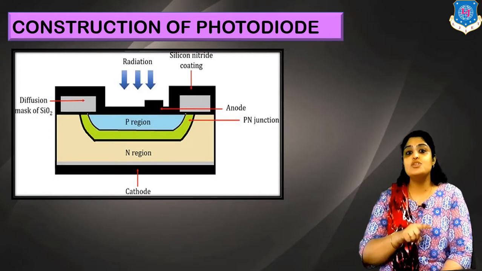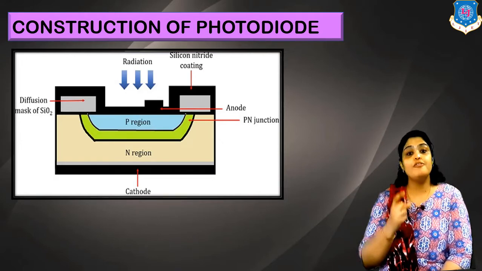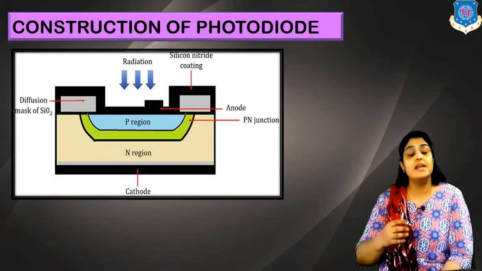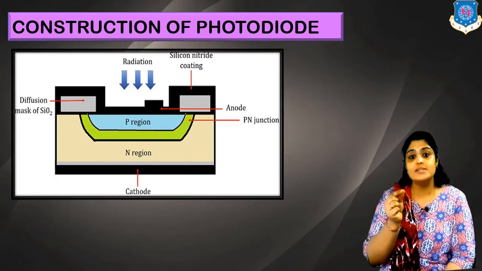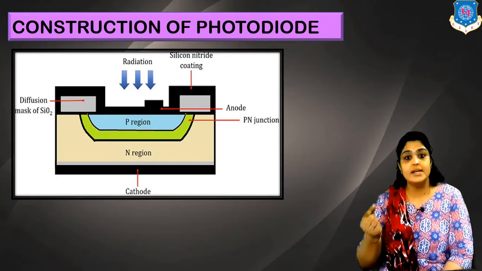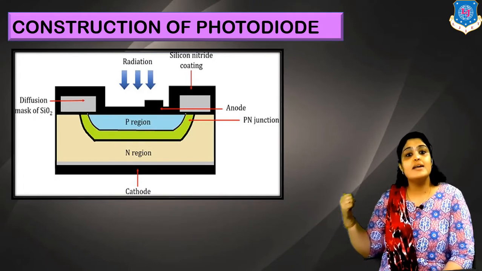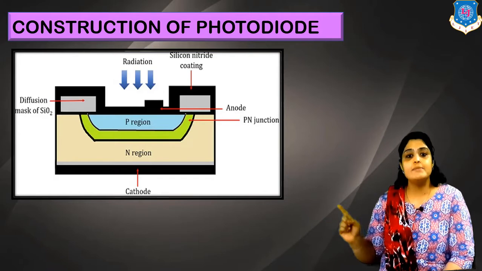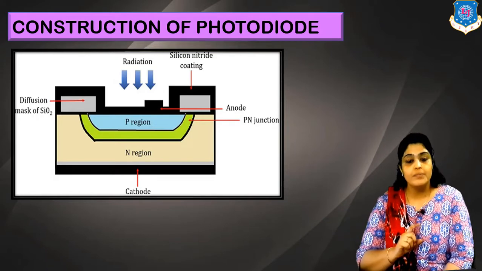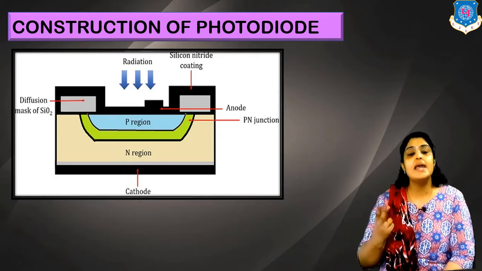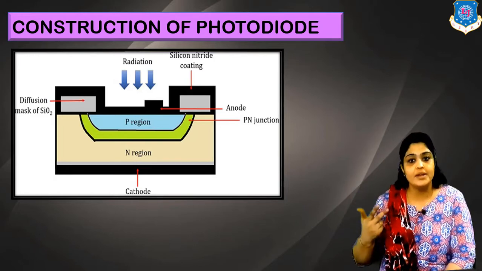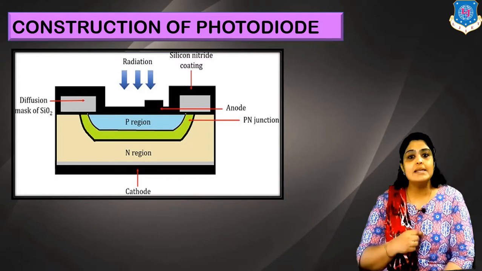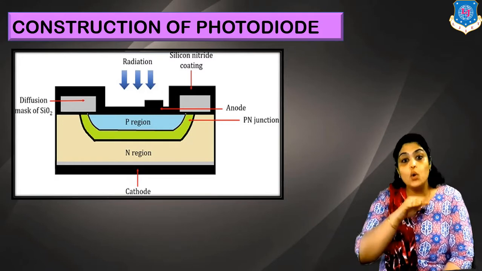The same I showed you in the diagram of the photodiode when I was explaining how a photodiode looks. There were two plates, one with a small cross-sectional area, one with a large cross-sectional area. The large cross-sectional area is nothing but the N-type semiconductor or the cathode. Then you can see that there's a P-N junction which is indicated by the green color in between the P and N regions. And you can see that there is a silicon nitride coating done.